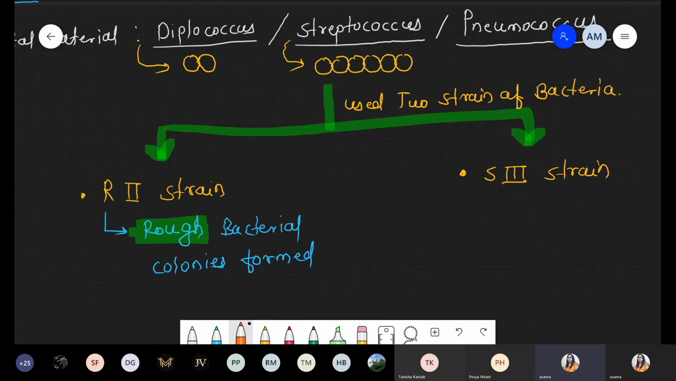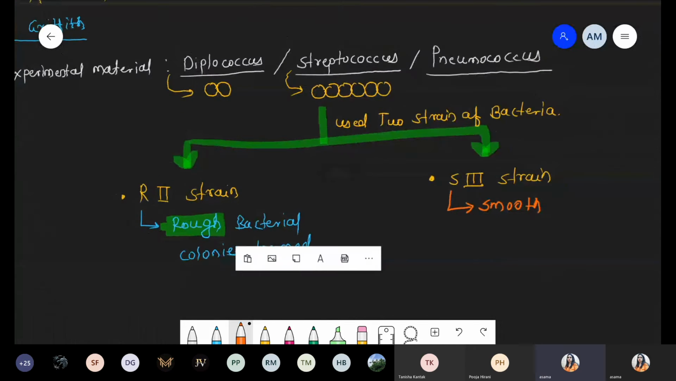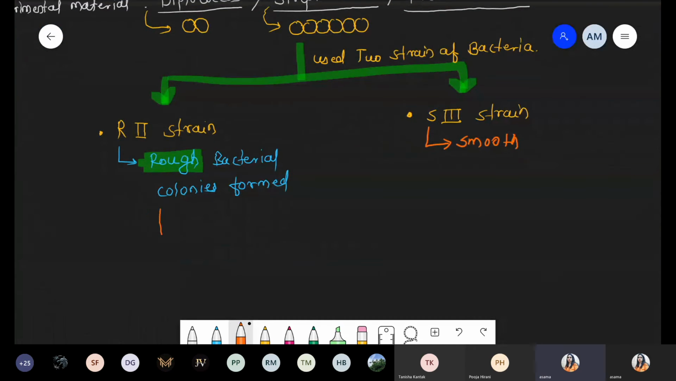Now in the same way, S represents smooth. Under the microscope, that bacteria looks smooth and shiny. That's why this strain is called the S3 strain, the smooth strain. Now some more information. When we compare these two strains, R2 and the smooth S3: why is R2 rough? Why does it look rough under the microscope? Because the surrounding layer, the capsule layer, is totally absent.